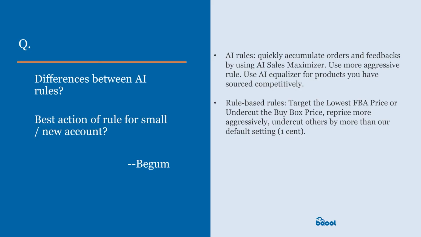All right, the next question is from Begum. He or she asks, what are the differences between the AI rules? Basically, for the AI rules, you can quickly accumulate orders and feedback. Like if you're a new seller, if you're a small seller and you want to just start selling products out, you want to get more feedback for your store, then you could use the AI sales maximizer. So you can use the more aggressive rule. You can use the AI equalizer for products that you have sourced competitively that you can make more profits from as well.